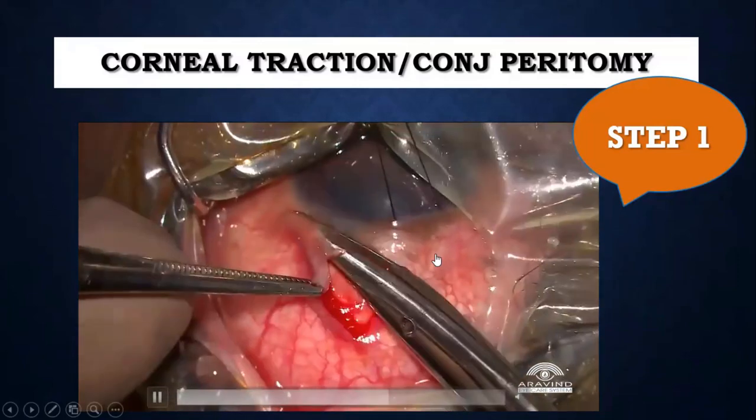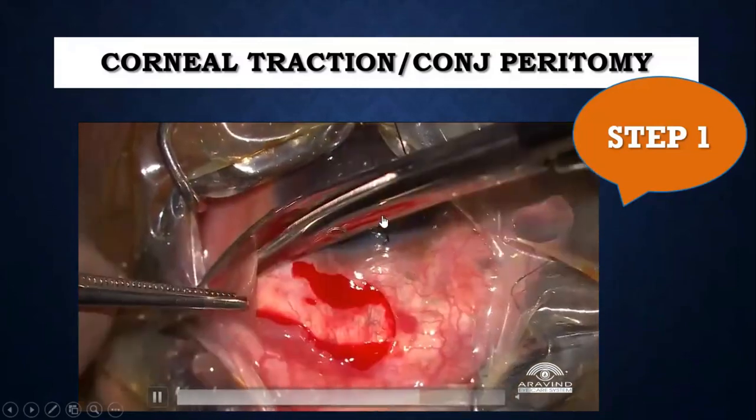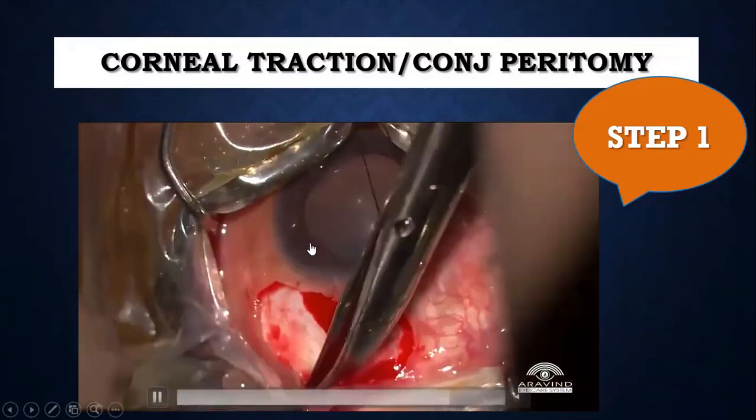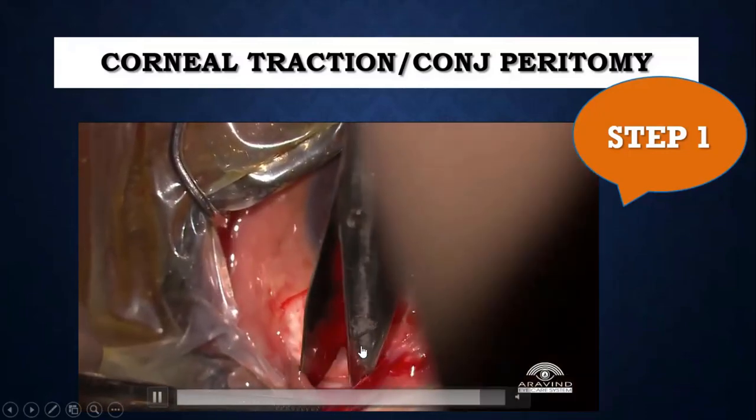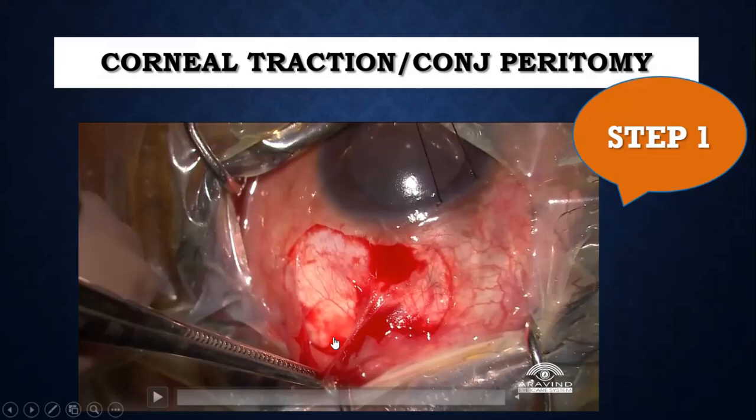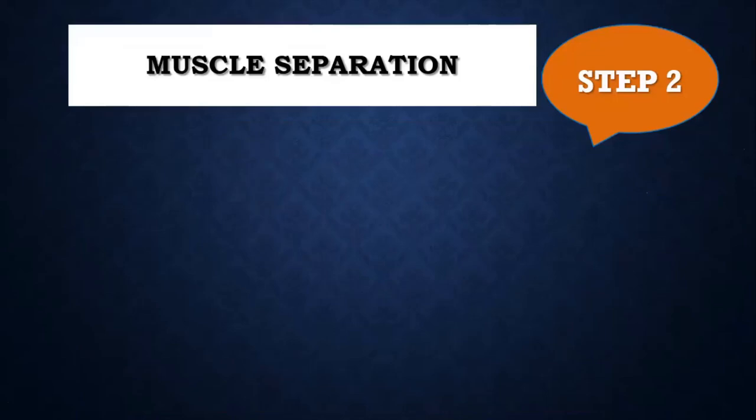First, I'm taking a corneal traction suture with a 7-0 silk. And then a 3 clock-hour conjunctival peritomy is made along with adequate Tenon's dissection. This Tenon's dissection and the limit of conjunctival peritomy are very, very important for the adequate placement of the RD device, since the surface area of the device is 350 mm square.